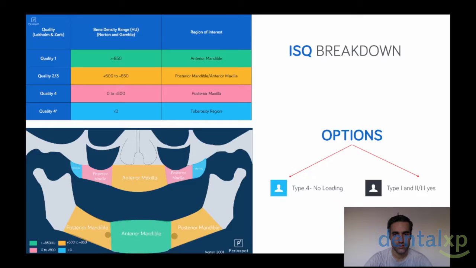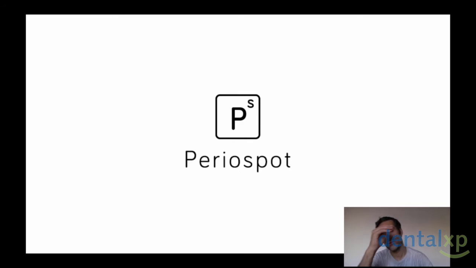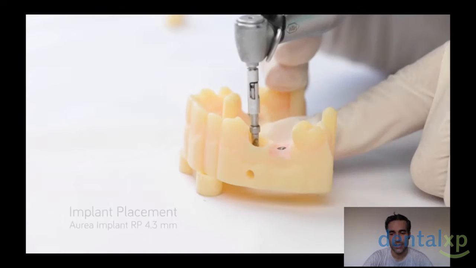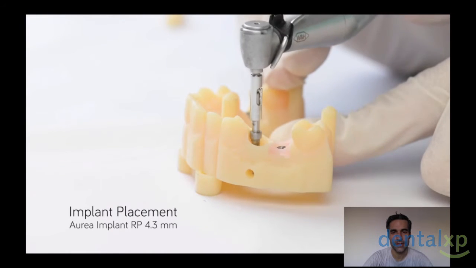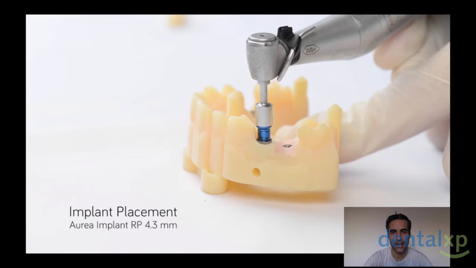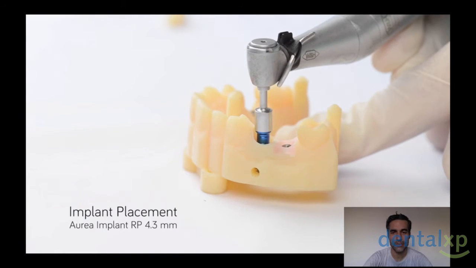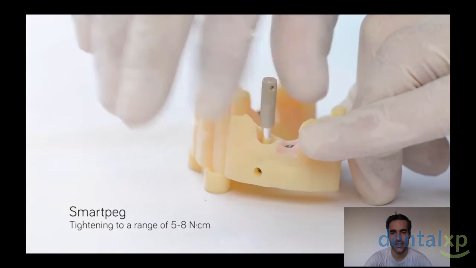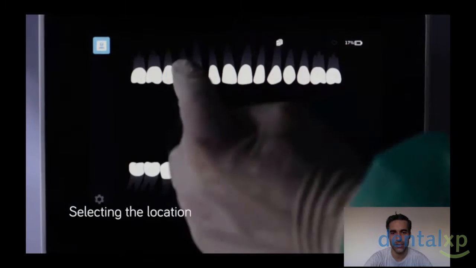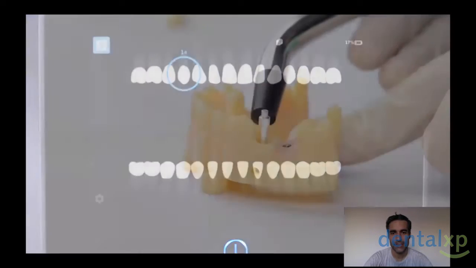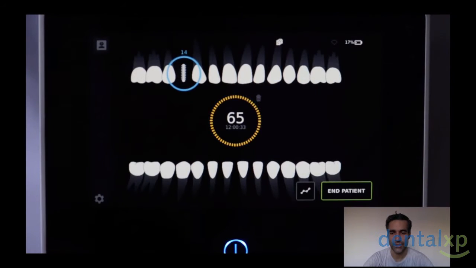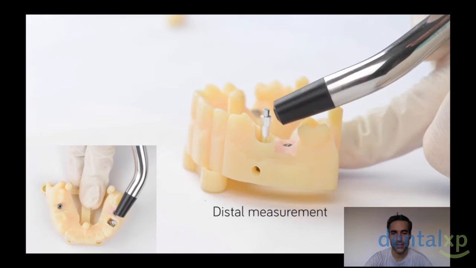Also if you are going to perform immediate loading, maybe you want to have predictability. So it's very important that we use some tools like the Osstell device that helps you to know what your implant stability is. It gives you a number, the ISQ number, that goes from 0 to 99, and it measures the implant stability. What it is saying is the resistance that your implant has to micromotion. We all know that micromotion during the healing phase is a critical issue.